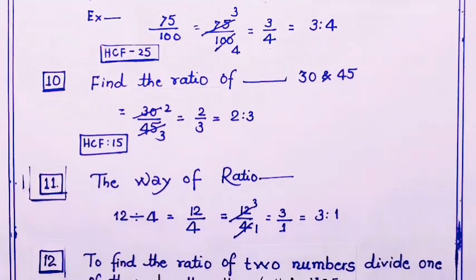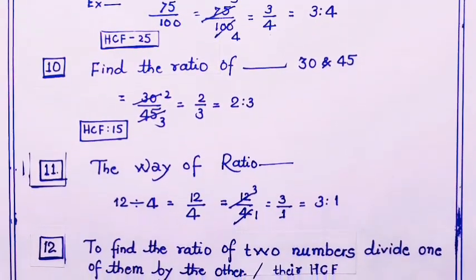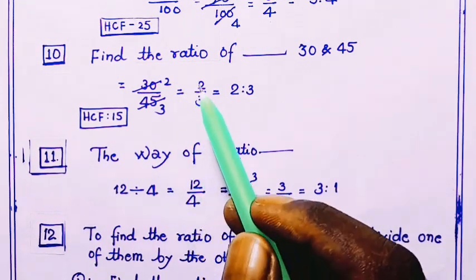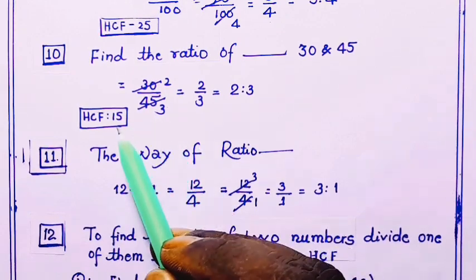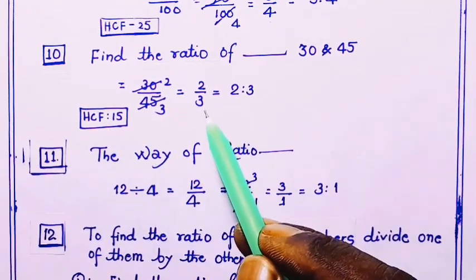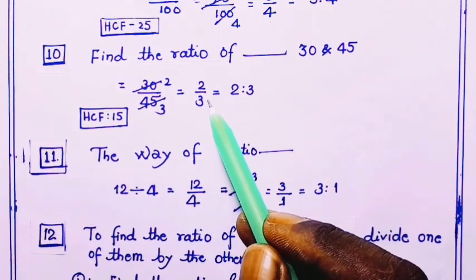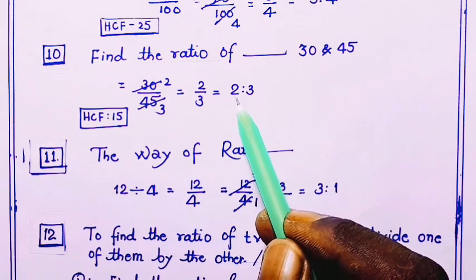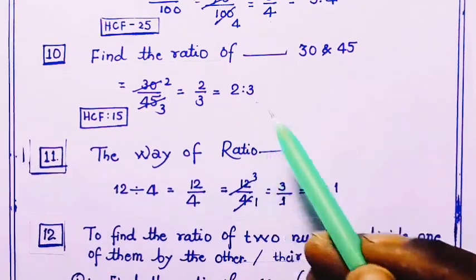Number 10, find the ratio of 30 and 45. 30 and 45 have been cancelled by their HCF 15, so the next new number is 2 by 3, and so the ratio is 2 to 3.